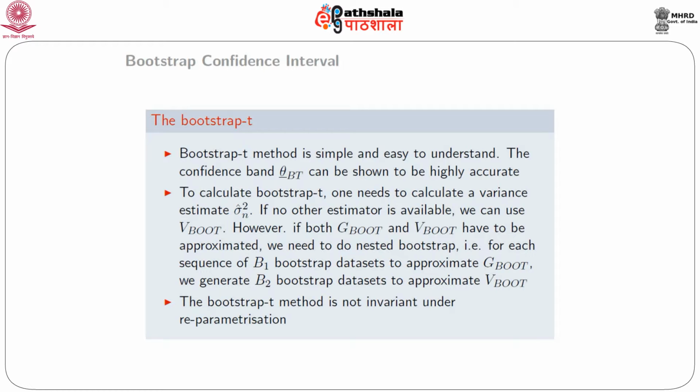However, if G boot and V boot have to be approximated, we need to do a nested bootstrap. That is, for each sequence of bootstrap datasets, we need to approximate G boot. We first generate B1 bootstrap datasets to approximate G boot, and then we need to generate another B2 bootstrap datasets to approximate V boot. So, that means we are nesting the bootstrap technique here. Also, the bootstrap t method is not invariant under reparametrization. So, if we reparametrize, then the confidence interval is not invariant.